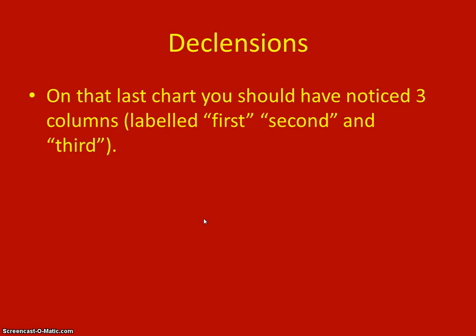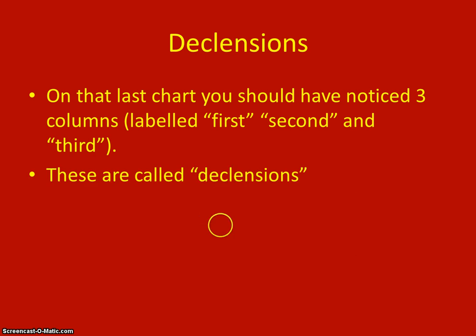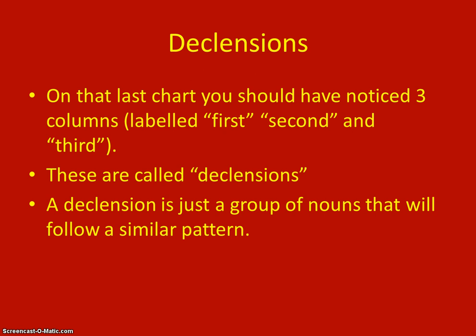So we can talk about the declensions. On that chart, you notice we had 3 columns. They were called first, second, and third. Those are declensions. First declension, second declension, third declension. And a declension is effectively just a family of nouns. It's a group of nouns that are going to follow a similar pattern. All the words in first declension get the same set of endings on them. Second declension and third declension, the same thing.